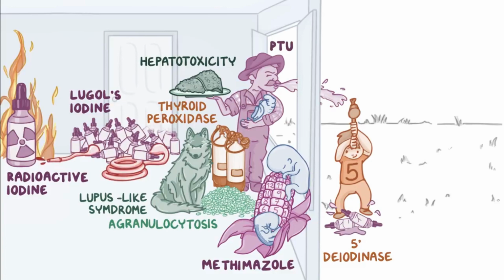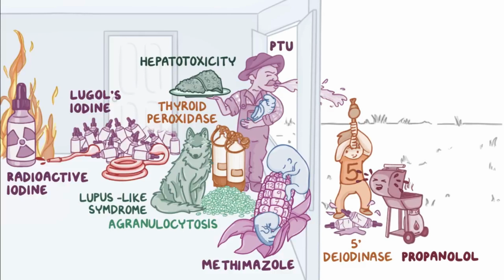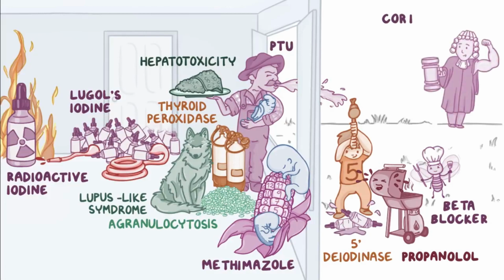Moving outside, we can see the medications that act peripherally. Let's put a propane grill with a laughing face on it for propranolol, next to the kid with the hammer, since it also inhibits 5' deiodinase. There's a bee cooking on the grill to help you remember it's a beta blocker that treats sympathetic symptoms. Finally, there's also a buff courtroom judge to represent corticosteroids. He's banging his gavel on a gravestone with googly eyes attached to it to help you remember that it's used to treat Graves' ophthalmopathy.